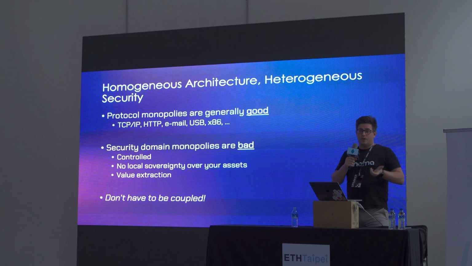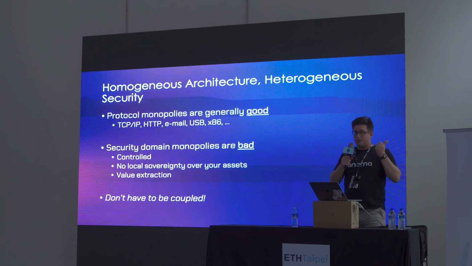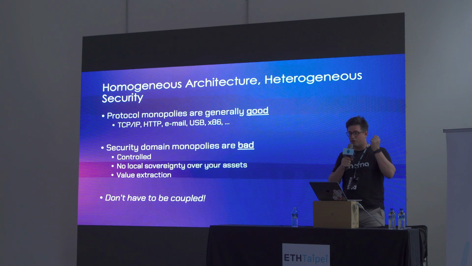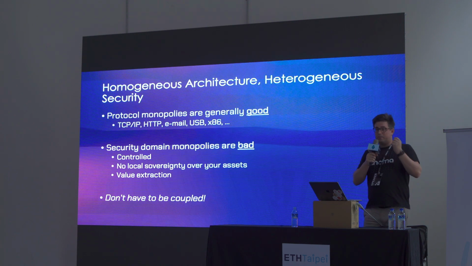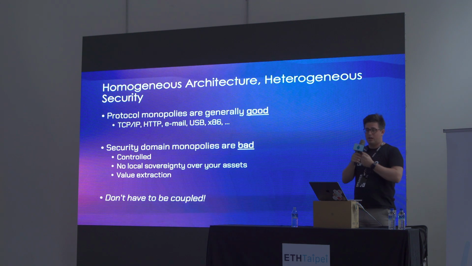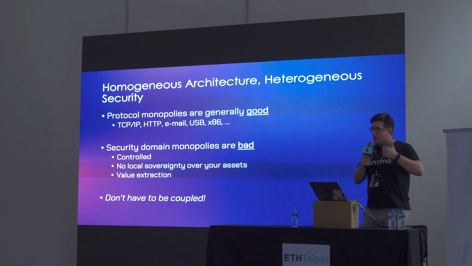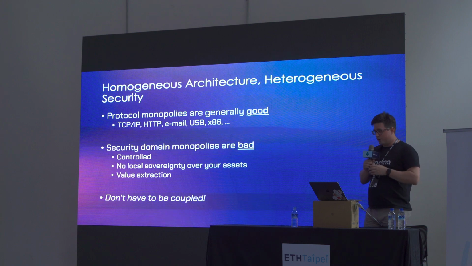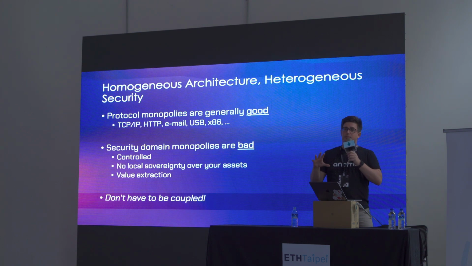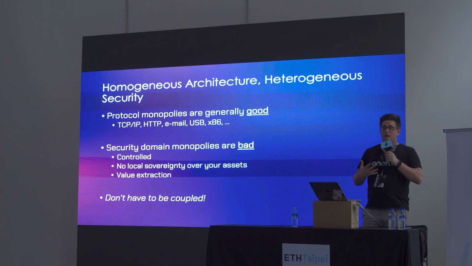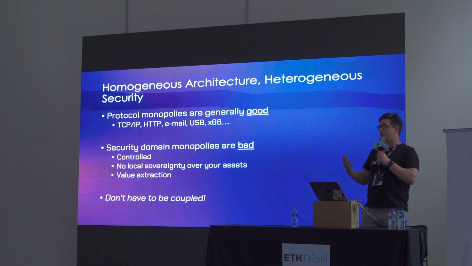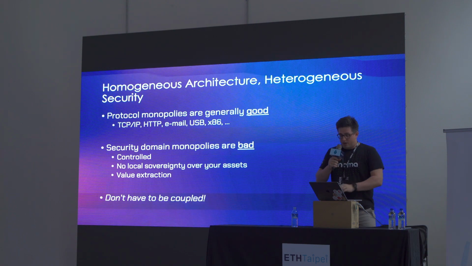However, some monopolies are bad, and security domain monopolies are bad in particular because they are controlled. Whoever controls them can cut you off completely. A good example is USDC with their blacklist of users who use Tornado Cash, for example. They can extract rent and so on. And usually, architectures and security domains come in a bundle, but they don't have to be. So actually, they don't have to be coupled. And in fact, in Anoma, they are decoupled.